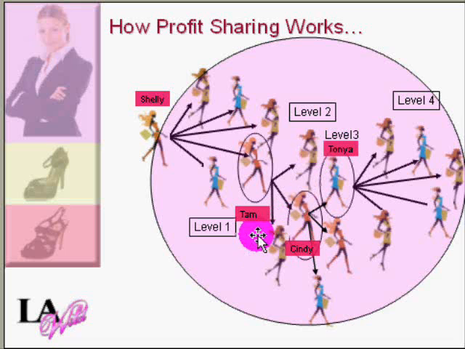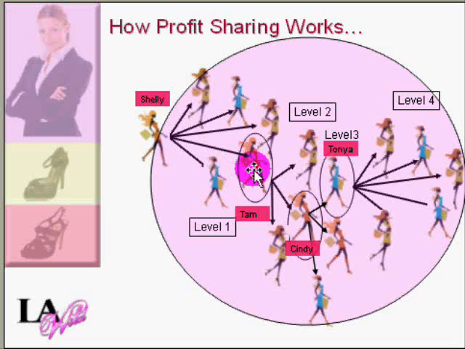Her 3 friends have signed up, and each one of her friends, let's say, purchases a pair of shoes from the site. When each one of her friends purchases a pair of shoes, Tam will receive some profit sharing from this, and so will Shelly. So Tam will receive $1, Shelly receives $1. $1's not much to write home about, but you'll see how quickly it all adds up.